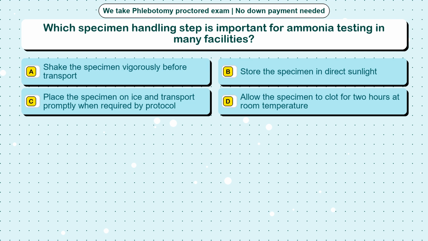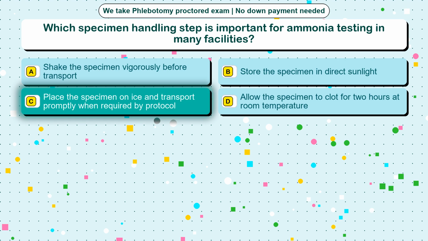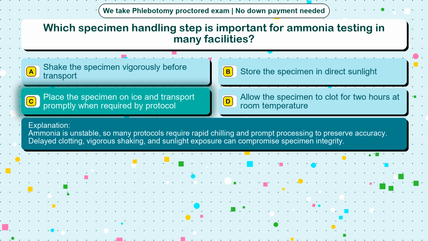Question 82. Which specimen handling step is important for ammonia testing in many facilities? Option A, shake the specimen vigorously before transport. Option B, store the specimen in direct sunlight. Option C, place the specimen on ice and transport promptly when required by protocol. Option D, allow the specimen to clot for 2 hours at room temperature. The correct answer is option C, place the specimen on ice and transport promptly when required by protocol. Ammonia is unstable, so many protocols require rapid chilling and prompt processing to preserve accuracy. Delayed clotting, vigorous shaking, and sunlight exposure can compromise specimen integrity.